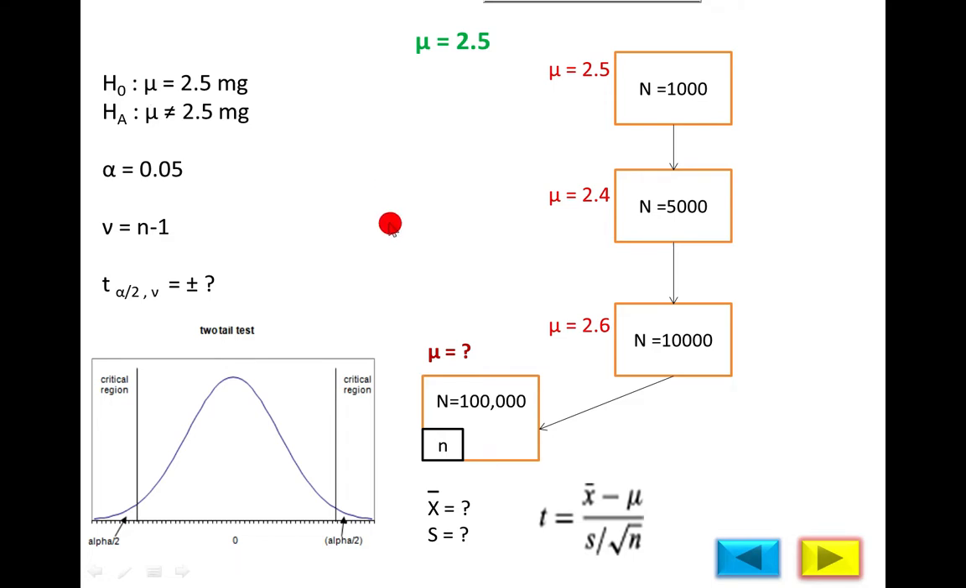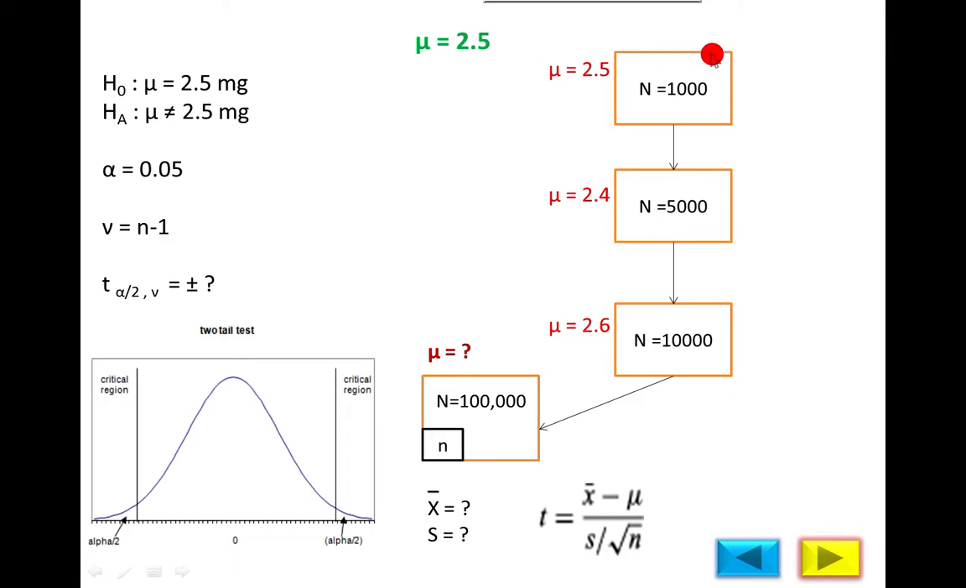So this is a practical example. Suppose this is a pharmaceutical company, and this company produces a tablet. The weight of the tablet is 2.5 milligrams. This is the given weight, the standard weight. We will produce the tablet, and then we will check, with the help of testing of hypothesis, whether the weight of the total population is the same as this standard weight or not.